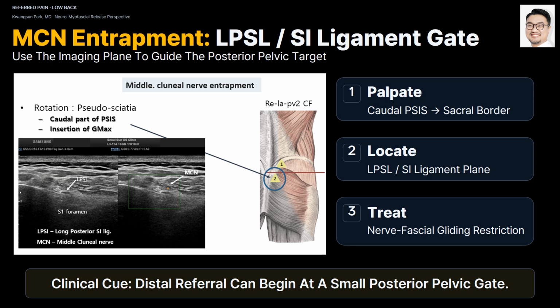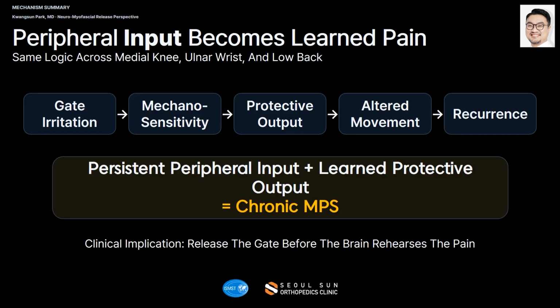The treatment target is not simply the SI joint line, it is the nerve fascial gliding restriction at the posterior pelvic gate. Across all three cases, the mechanism is the same. Fascial densification reduces gliding. Reduced gliding creates compression, friction, and traction. The nerve becomes mechanosensitive. Persistent input then drives protective motor output and neuroplastic adaptation.